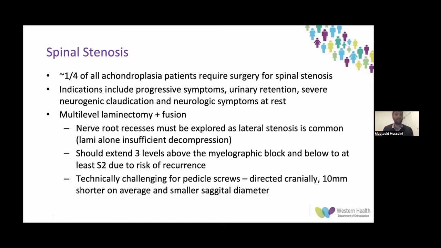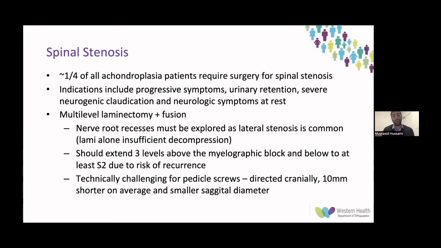The indications for this include progressive symptoms, urinary retention, severe neurogenic claudication, and neurological symptoms at rest. So the surgery is multi-level laminectomy with fusion, but it presents a number of challenges. The nerve root recesses themselves must be explored as lateral stenosis is common, so a laminectomy alone is insufficient for decompression. The surgery should extend three levels above the myelographic block and below to at least the level of S2 due to the high risk of recurrence.